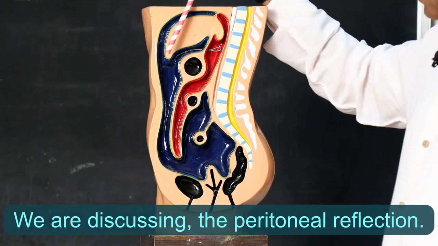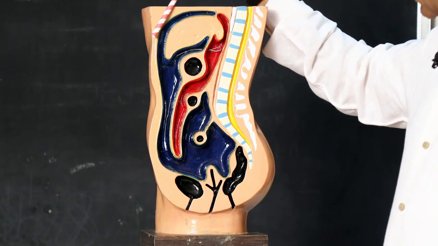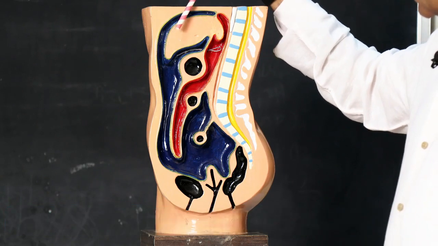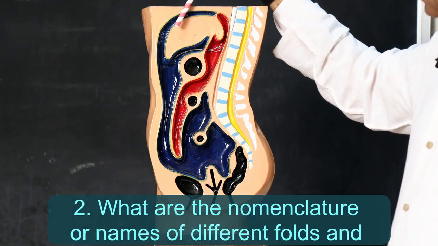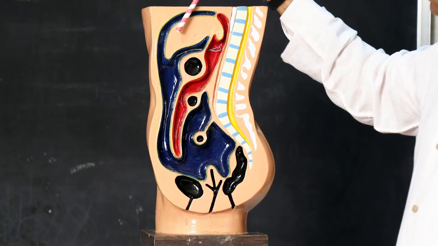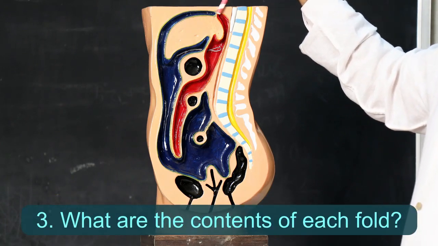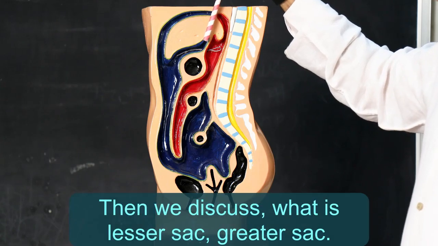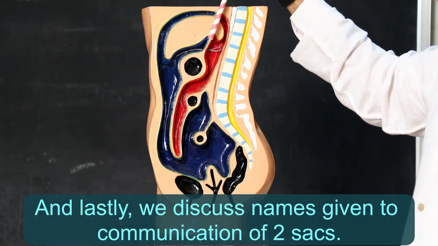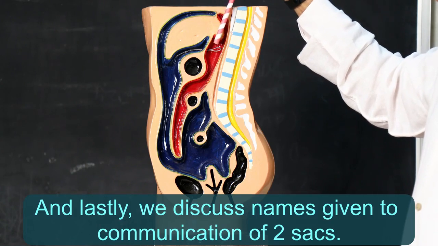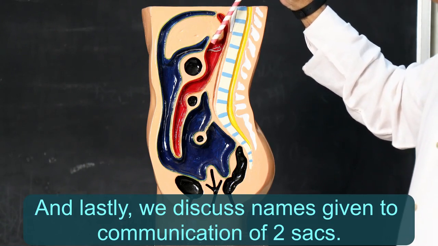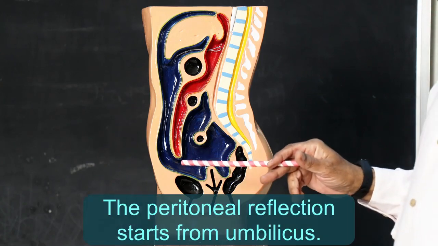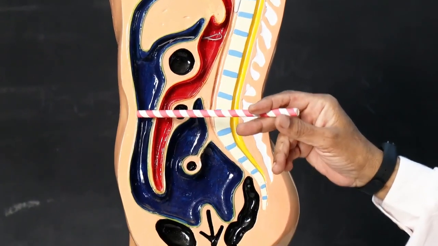We are discussing the peritoneal reflection. One, how does it reflect on various organs. Second, what are the nomenclature or names given to the different folds. Third, what are the contents of each fold. Then we discuss what is the lesser sac and greater sac, and lastly we discuss what is the name given to the communication of the two sacs. Let us start. The peritoneal reflection from the umbilicus.